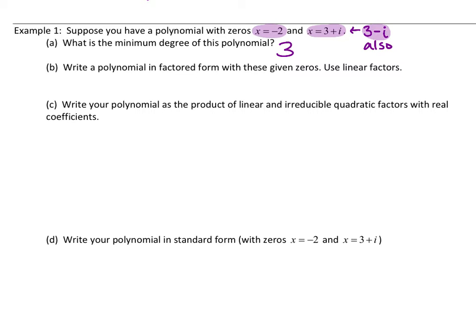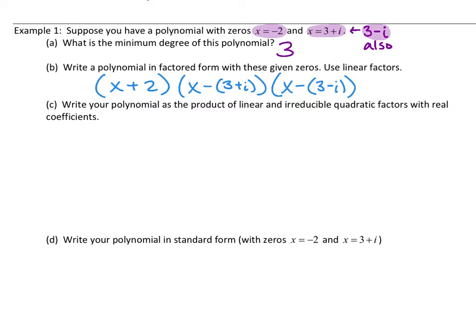So to write a polynomial in factored form, not multiplying anything out just yet, with these given zeros would be x plus 2, and then x minus 3 plus i, and x minus 3 minus i. Don't worry about distributing that negative just now, we don't really need to. But that's factored form with those zeros showing as linear factors.